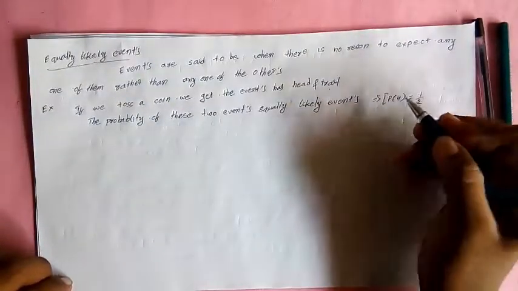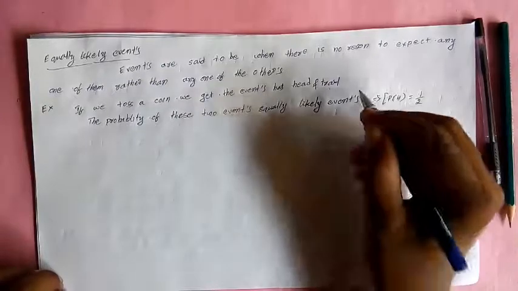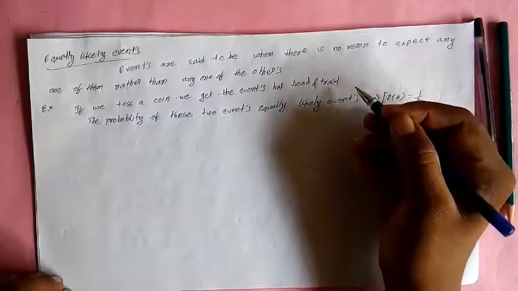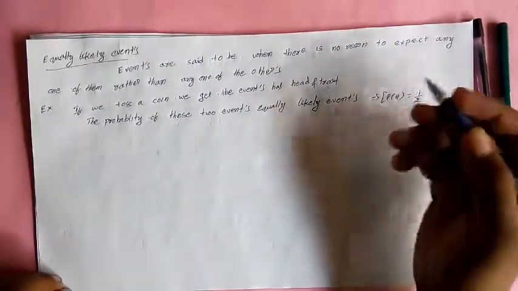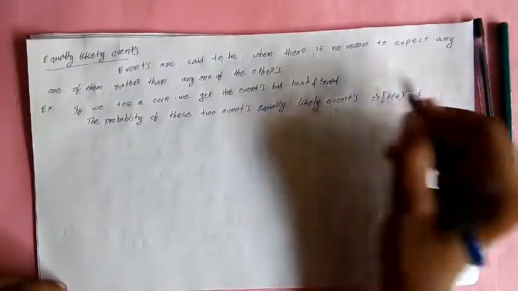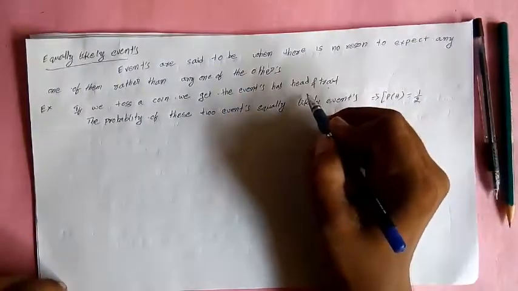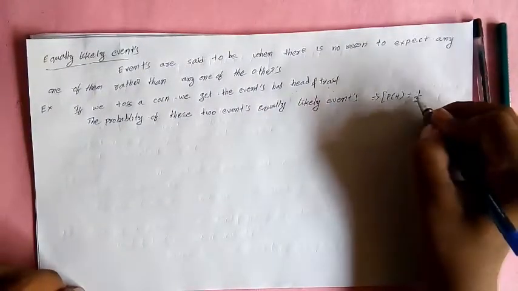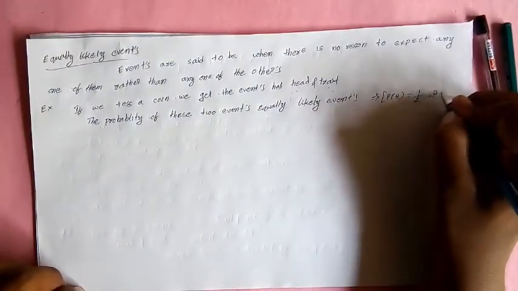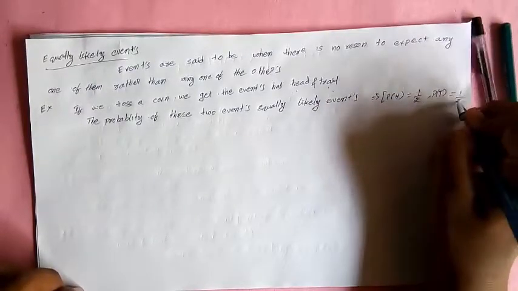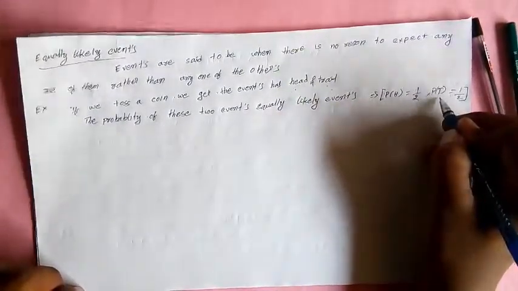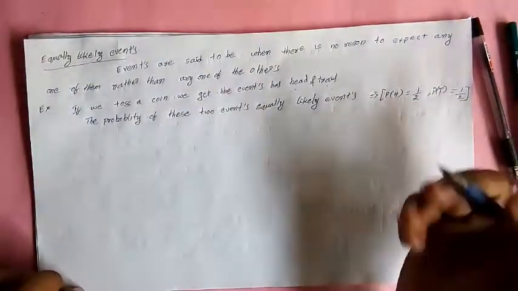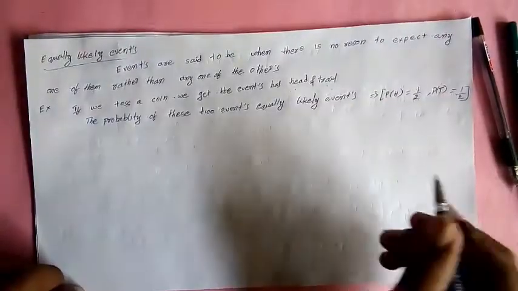We divide the number of events we are getting, that is head and tail, by the total number of trials conducted in the experiment. So to get the probability of head, we write 1 by 2, and the probability of tail is also 1 by 2. So P(H) plus P(T) is equal to 1 by 2 plus 1 by 2, which is equal to 1. So the total probability in the sample space is 1. So these are equally likely events.